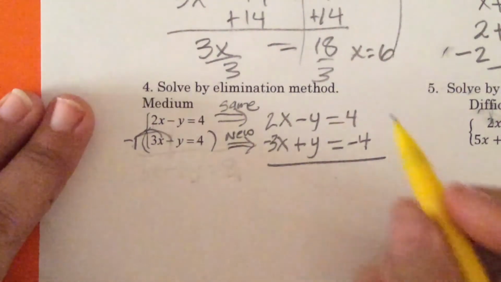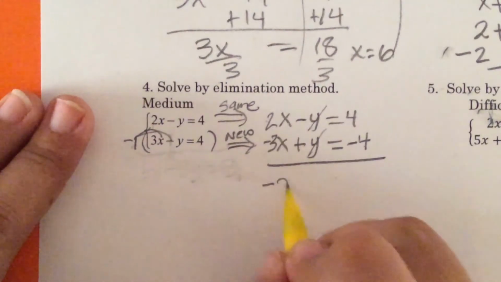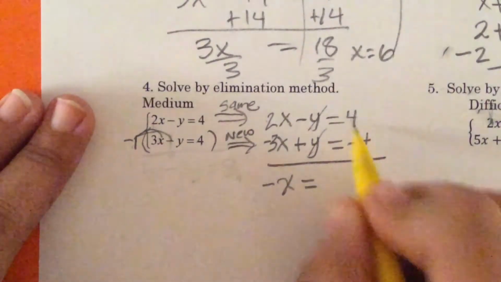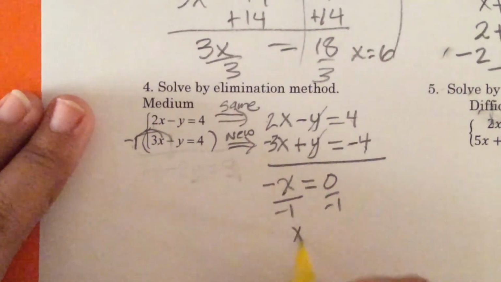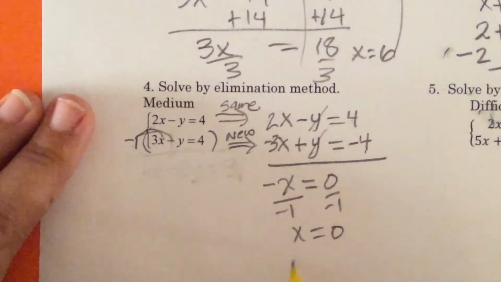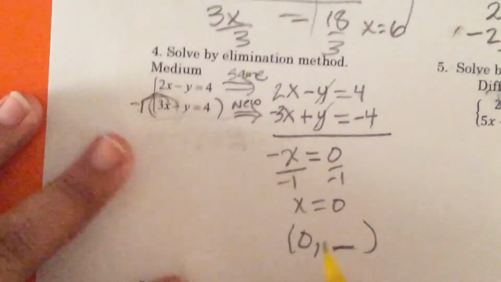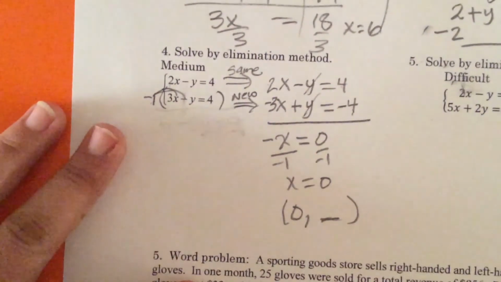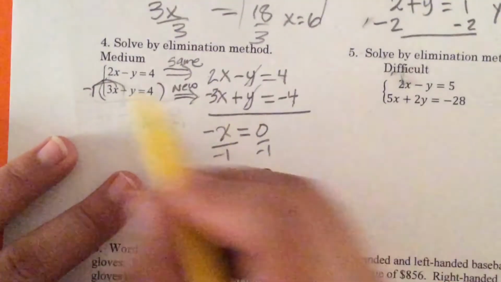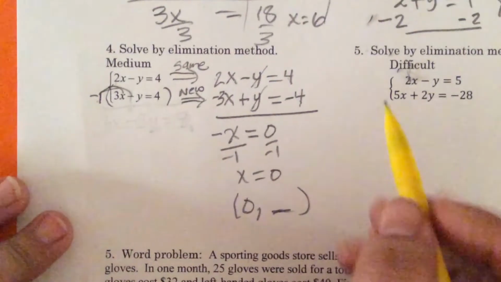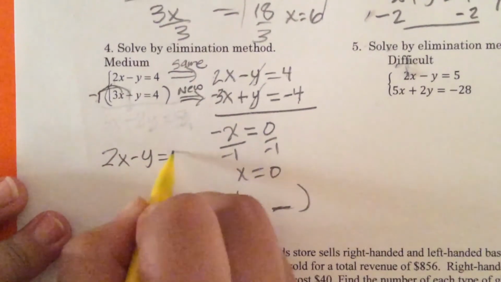Okay, now you can cancel the y's. And 2 minus 3 is a negative x. 4 minus 4 is 0. Divide by negative 1. So x is 0. So right now I know 0 and I still need to find my y value. Okay, so now I'm going to plug the x into my first equation over here. So I'm going to use 2x minus y equals 4.